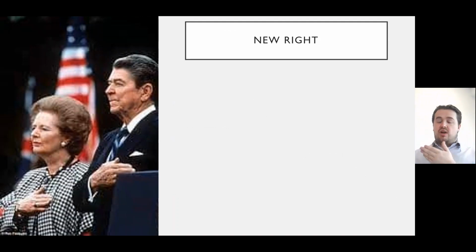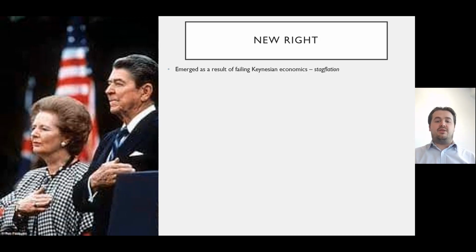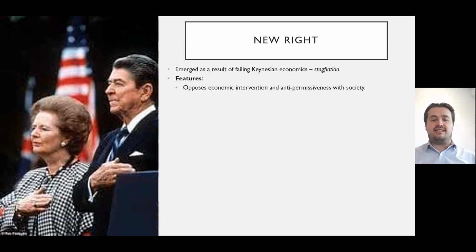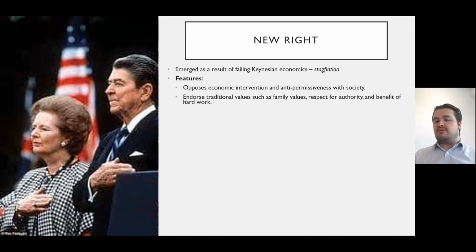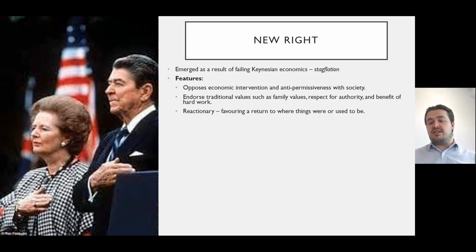Next form, of course, we have the New Right, a big divergence from some of the conservative thinking that we looked at prior. It emerges as a result of failing Keynesian economics. So in the 1970s, as we discussed in class, you see mass stagflation. So some of the features of the New Right then that exist. They oppose economic intervention, and they have a form of anti-permissiveness within society. They endorse traditional values, such as family values, respect for authority, and the benefit of hard work as well. They're pretty reactionary, so they favour a return to the way things used to be, that you recognise a society before or a state that was better, so we should go back.